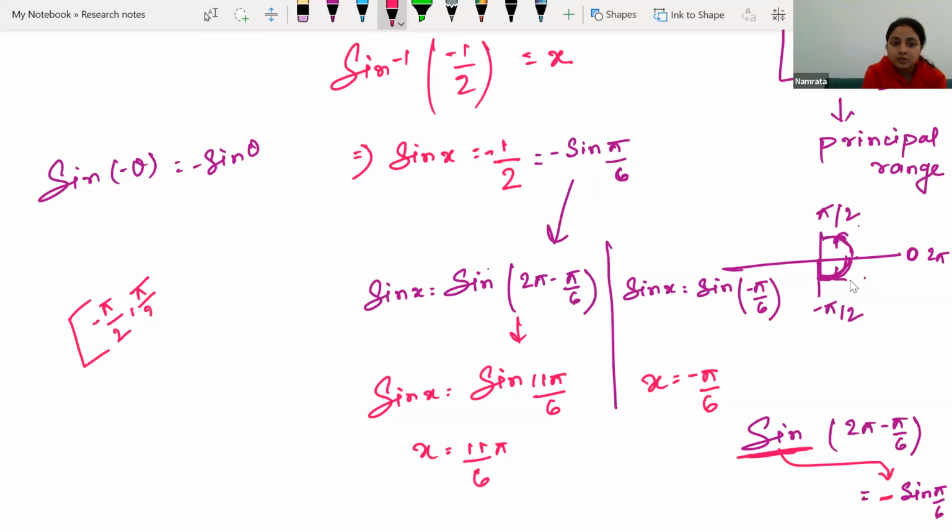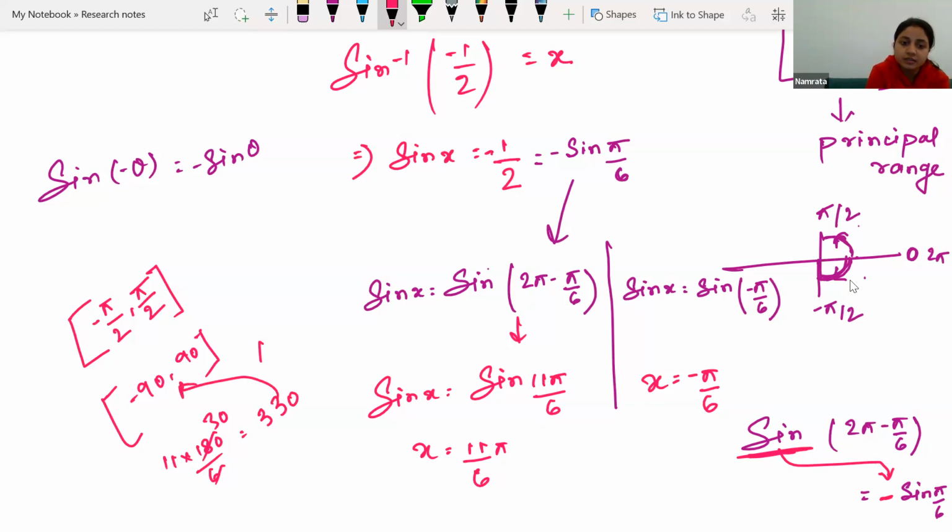Okay, so minus pi by 2 to pi by 2 means minus 90 to 90. Here 11 pi by 6 means 11 into 180 by 6, that means 330. It is not lying in this range. 330 does not lie between minus 90 and 90. So we cannot take 11 pi by 6 as an answer.